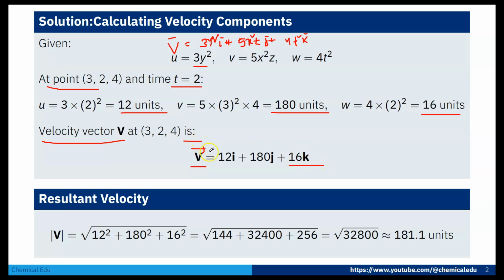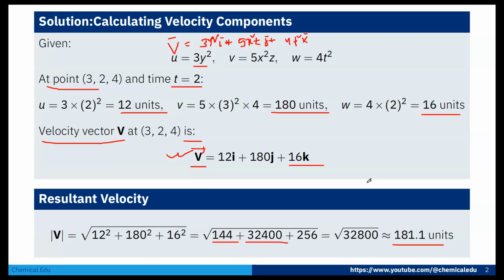Now what will be the resultant velocity, or magnitude of the velocity? So mod V is equal to root over 12² plus 180² plus 16². So 144 plus 32,400 plus 256, that is a total of root over 32,800, which is 181.1 units. So the velocity vector is 12 i plus 180 j plus 16 k, and the magnitude of the velocity is 181.1 units.